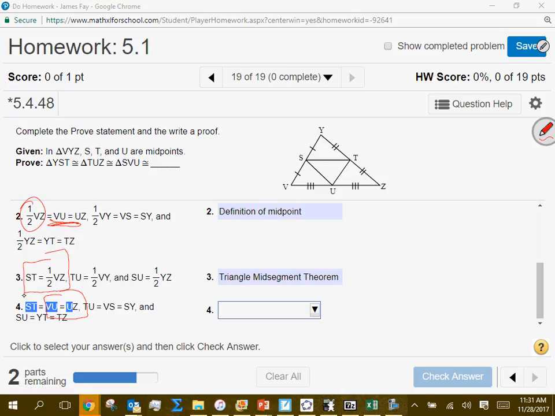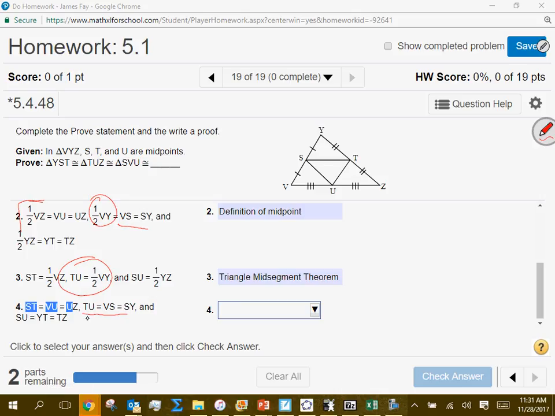Okay, so step 4 is saying the exact same thing that step 2 said, but wherever I see 1/2 VZ, we're replacing it with ST. Same idea then when I get to this portion, TU, VS, and SY. If I look up here, we have VS and SY. But instead of TU, we have 1/2 VY. Well, how do I get 1/2 VY to become TU? It's in that equation right there. Does that make sense, everyone? You see that?